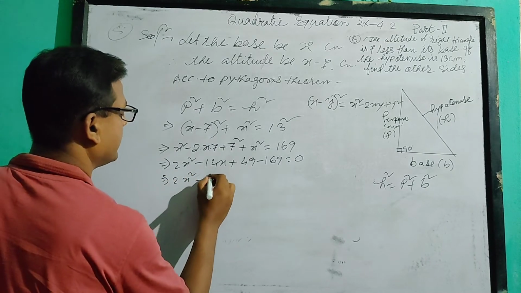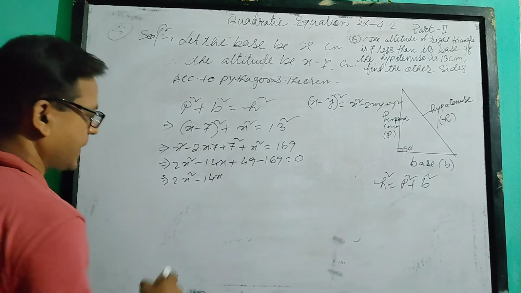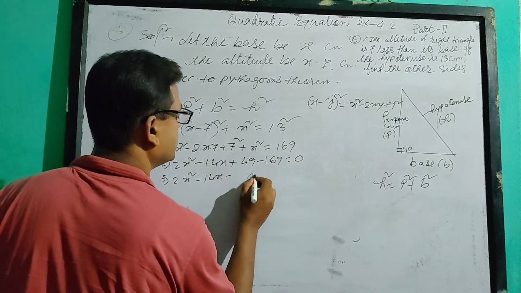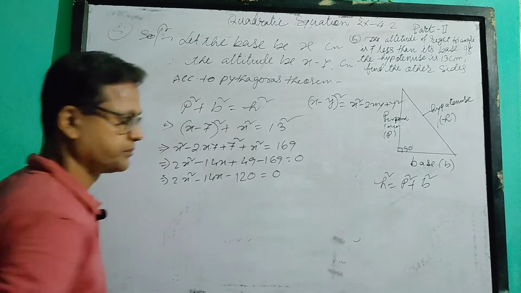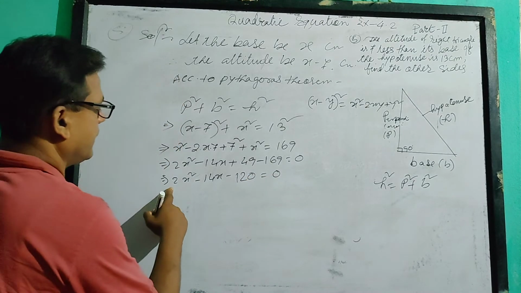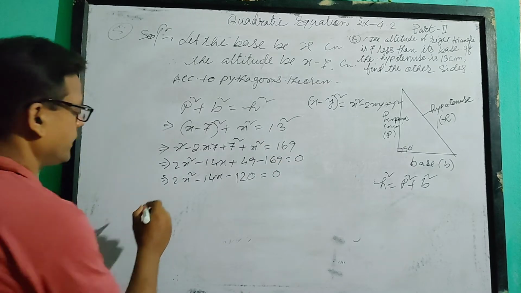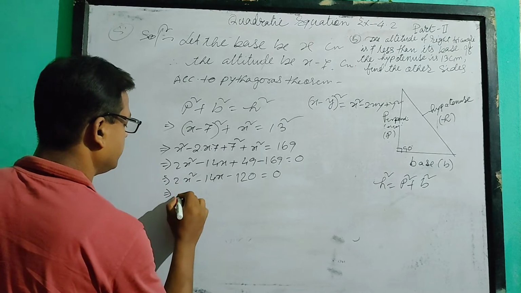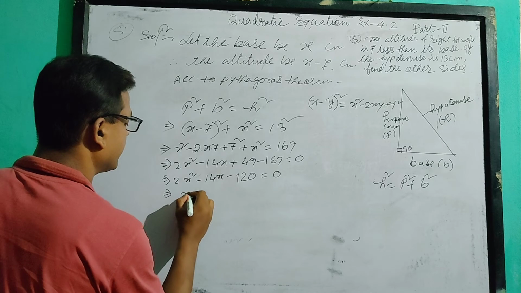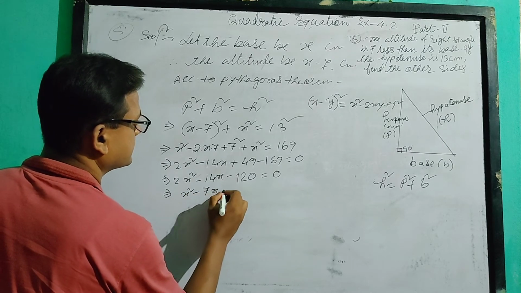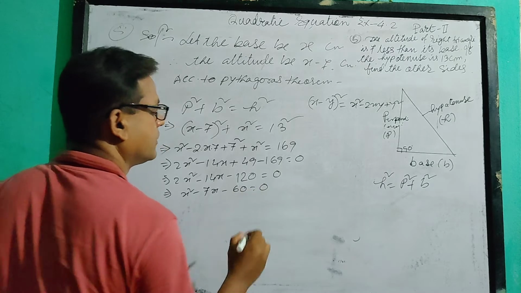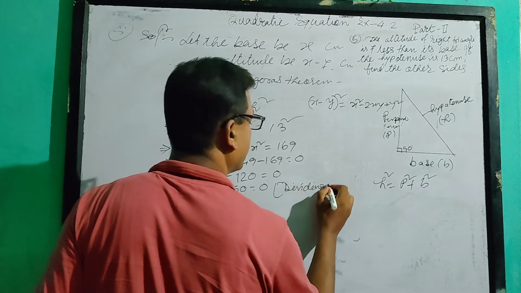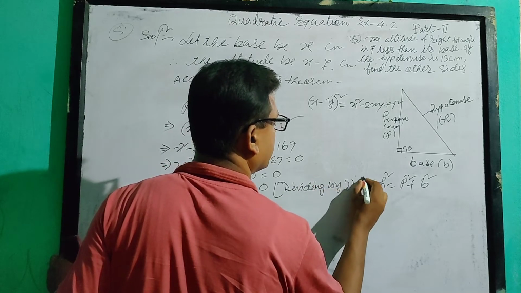Now twice x square minus 14x plus 49 minus 169 is equal to 0, which gives minus 120. Now there is a common factor 2, so we divide both sides by 2. Then dividing by 2 we get x square minus 7x minus 60 is equal to 0.